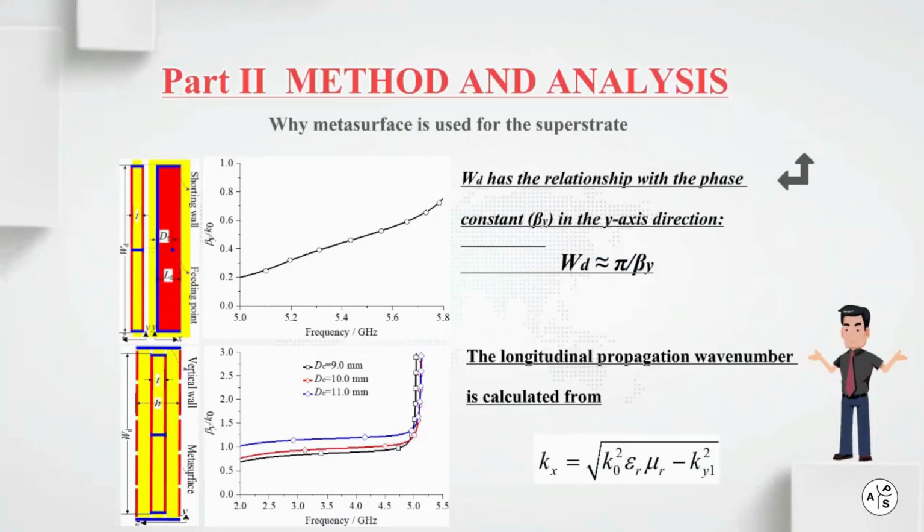In part 2, let's start with a conventional magnetic dipole. The conventional magnetic dipole has a width larger than half wavelength in principle. To reduce the aperture, it is required to increase the longitudinal phase constant. Actually, by enlarging the relative dielectric constant, the longitudinal phase constant will be increased. Therefore, as shown in the bottom left figure, metasurface is used as the superstrate. The width is dramatically reduced to less than half wavelength.